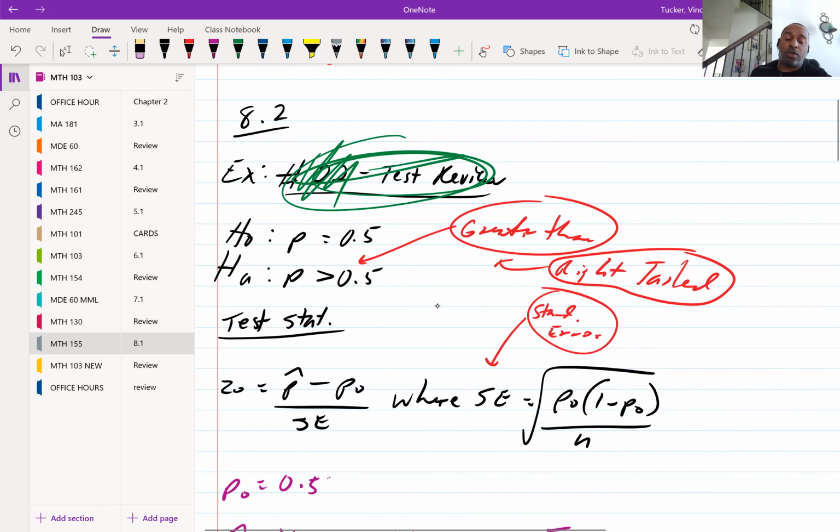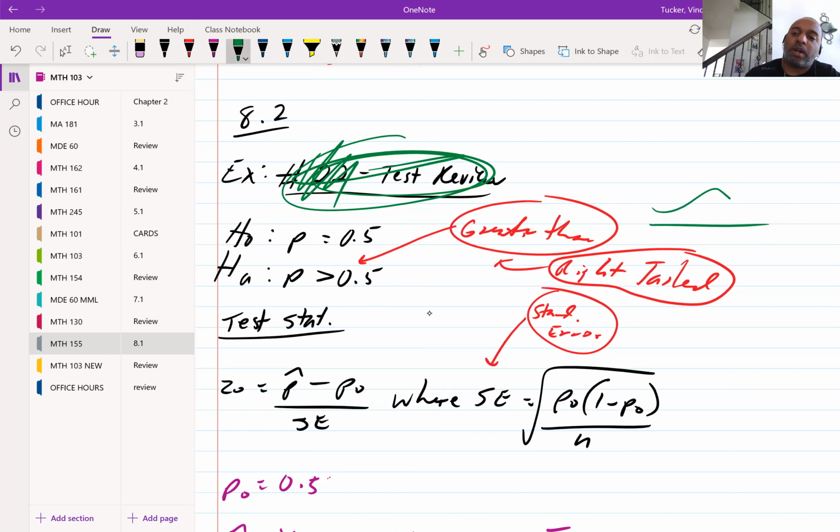If they give us our null hypothesis is p equal to 0.5, and alternative hypothesis is p greater than 0.5, we're going to walk through the steps from that point. So once again, they gave us this, and we're going to walk through the steps. Okay. So notice we have the greater than symbol. So that means it's going to be right-tailed.